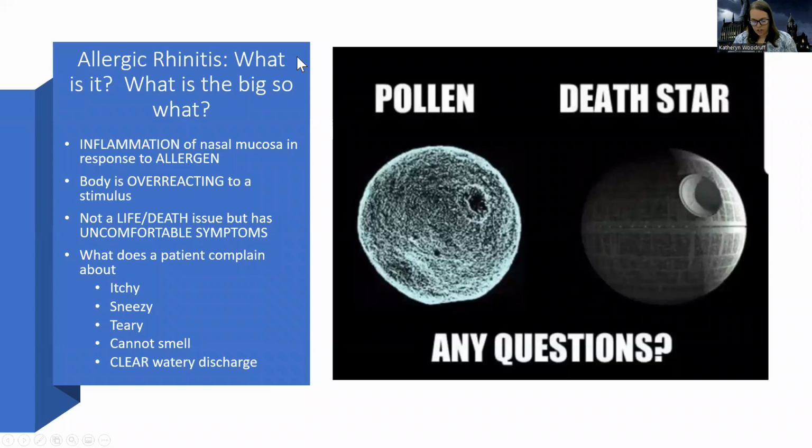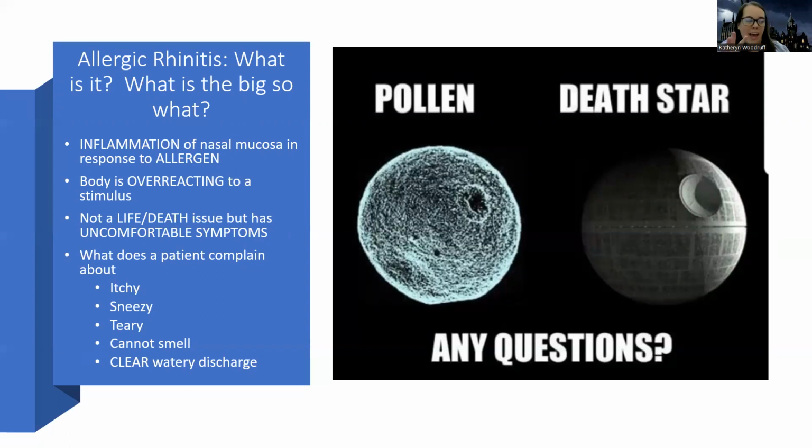So now let's talk about allergic rhinitis. Allergic rhinitis is a type of hypersensitivity disorder, and it's specific. It's more of a local problem. It's upper respiratory. When we're talking about upper respiratory, we're talking about stuff that's happening in the nose, mouth, and throat, not going into the lungs, but just the upper airway. Allergic rhinitis is an over response to a stimulus, and the symptoms are really going to be localized to the nose. It's not a life and death issue, but it can cause uncomfortable symptoms.